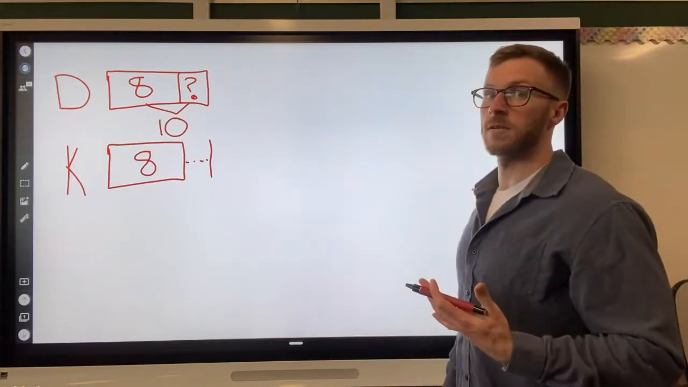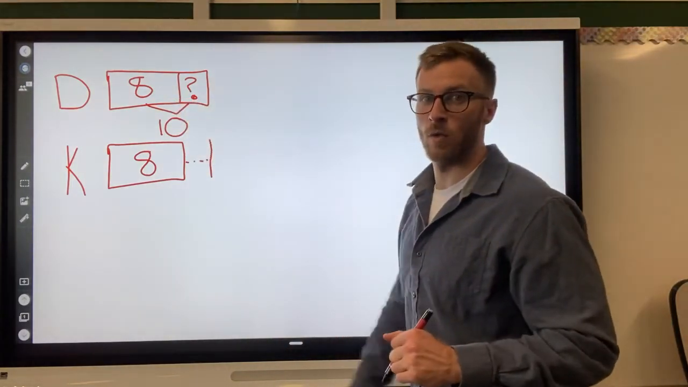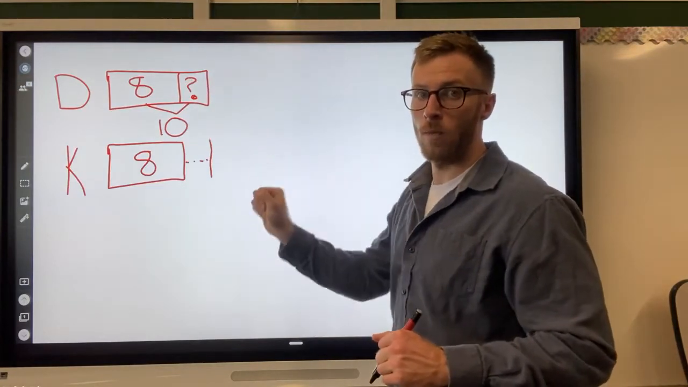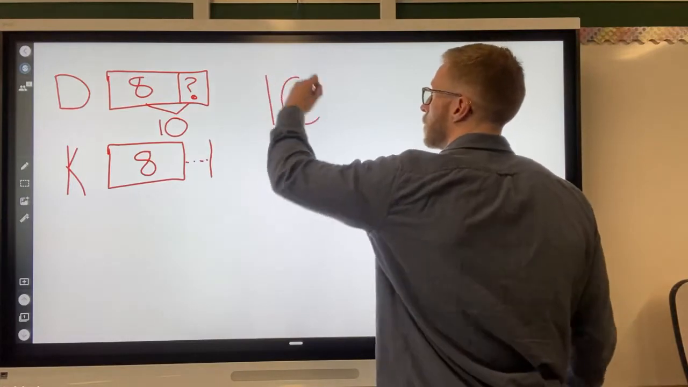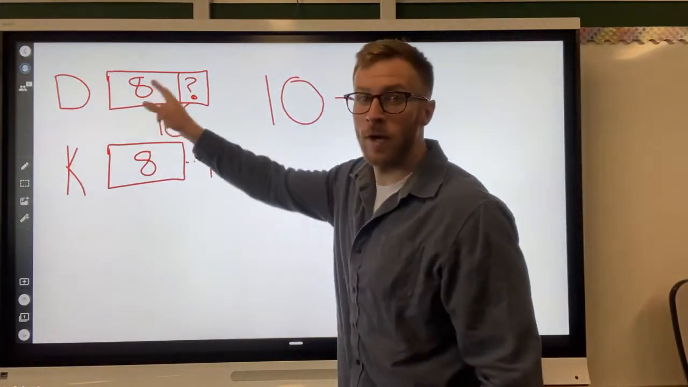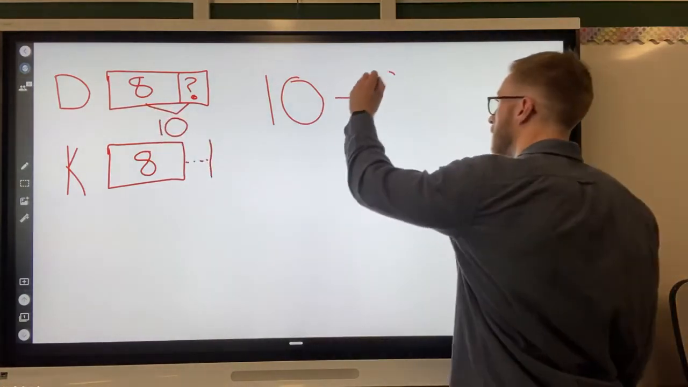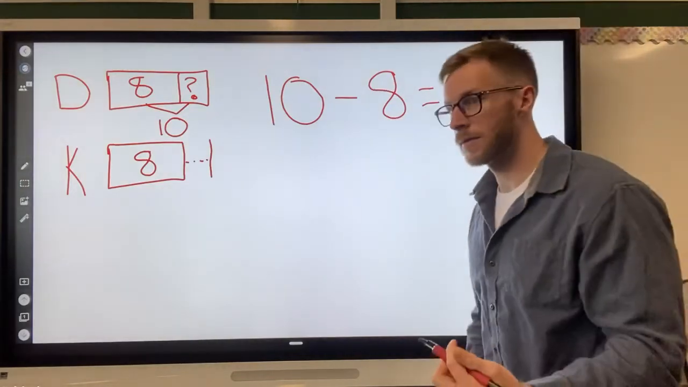And when we're missing a part, we use subtraction. When we use subtraction, what number do we start with for our number sentence? One of the parts or the whole? It's got to be the whole. It's got to be the biggest number. So we have 10 minus, the only other number I have up here is 8, so it's got to be 10 minus 8.